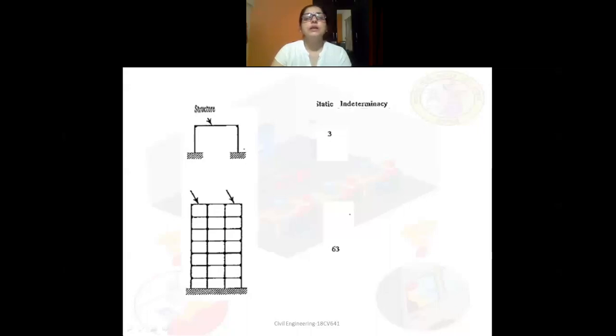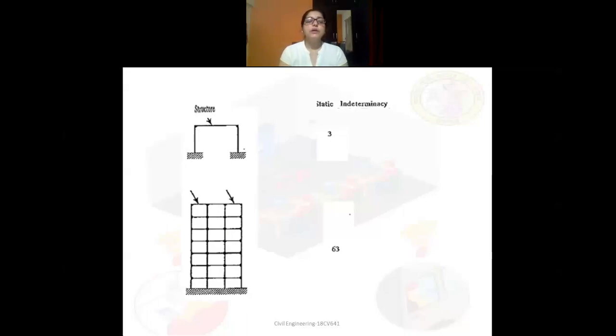So this is again for a frame. We have fixed supports, 2 fixed supports are there. So 2 into 3, because each fixed support has 3 reactions. So 6 minus 3, that is equal to 3, plus 3 into A. A is closed frame, but here closed frame is 0. So 3 into 0. So what is the answer we are going to get? We are going to get only 3. So the frame is statically indeterminate by 3 degrees.